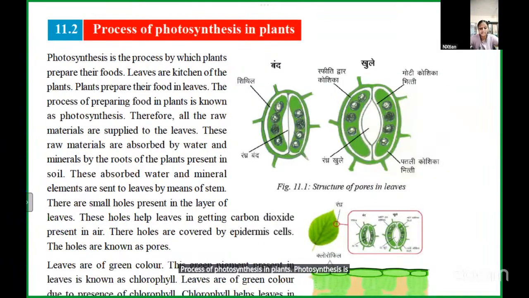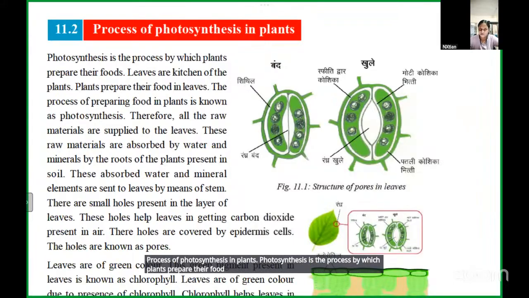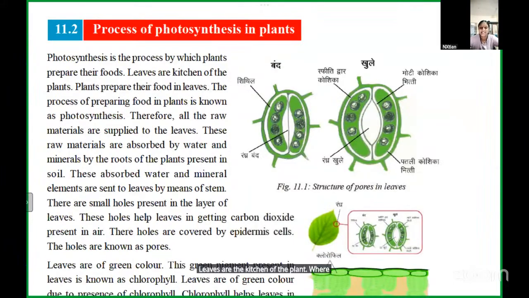Now, process of photosynthesis in plants. Photosynthesis is the process by which plants prepare their food. Leaves are the kitchen of the plant. Where do plants prepare food? In the leaves.